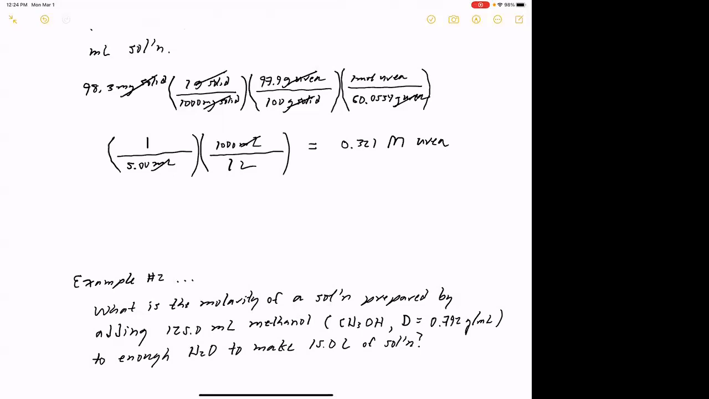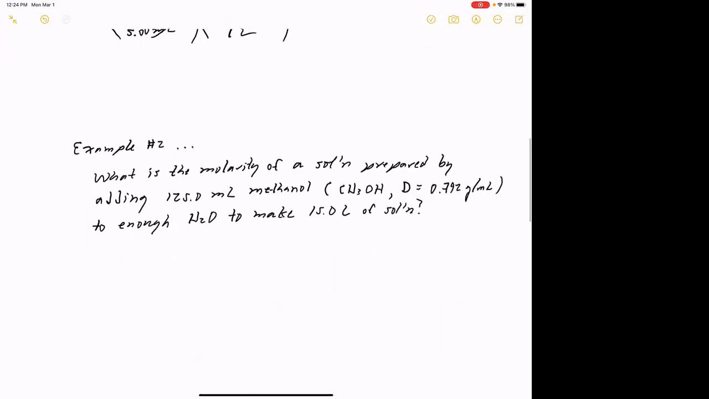Because remember what I'm trying to do. I'm trying to get to a molarity, which means I need the moles of the methanol. Can I go from grams of methanol to moles of methanol if I have a formula? Sure, that's easy. Okay, so that's why you've got the density in there.